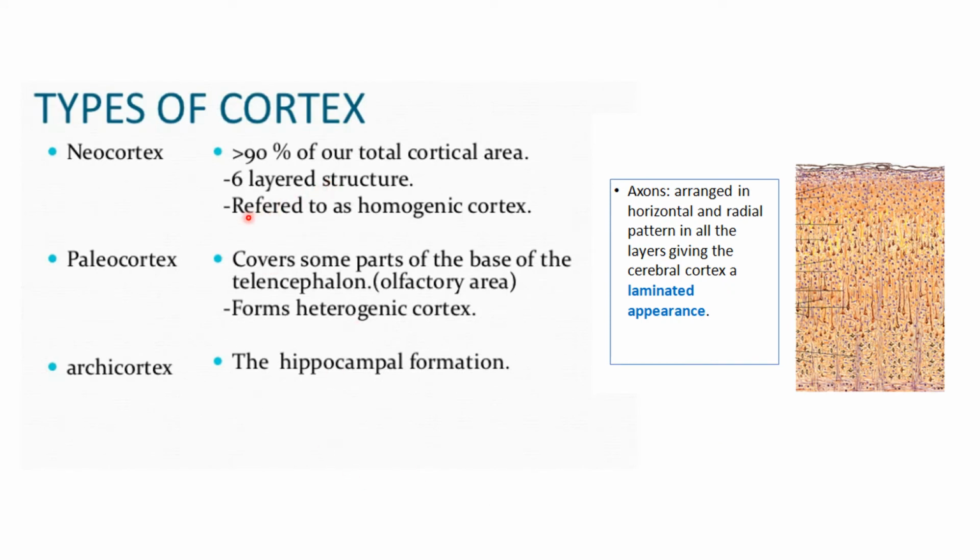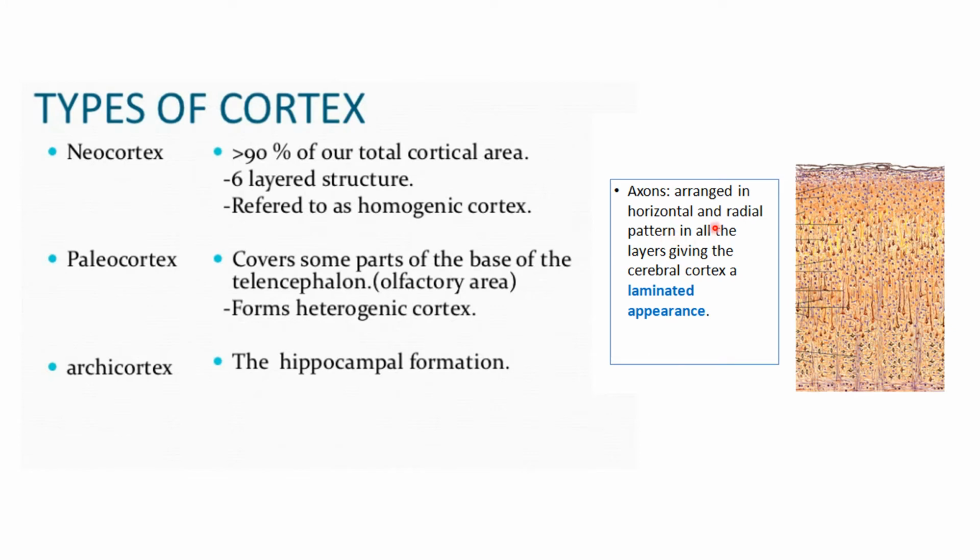We have neocortex, which is a 6-layer cortex, and it is a homogenetic cortex. Then paleocortex, which covers some parts of the brain, that is the olfactory area, and forms heterogenetic cortex. That means there are different types of fibers and cells present. Then the archicortex, like you've done the archicerebellum, archicortex is the oldest of all, and it is present in the hippocampal formation. Neocortex is the newer cortex, and paleo is in between new and archi.